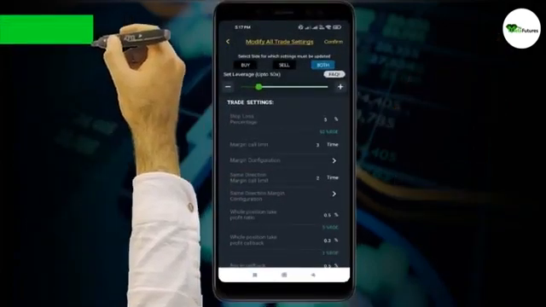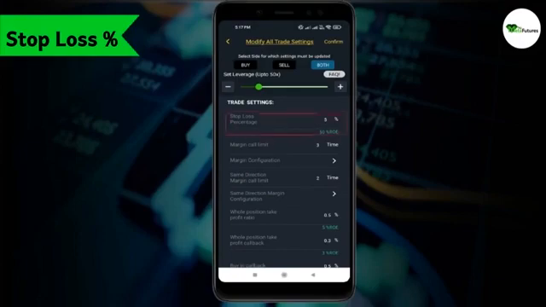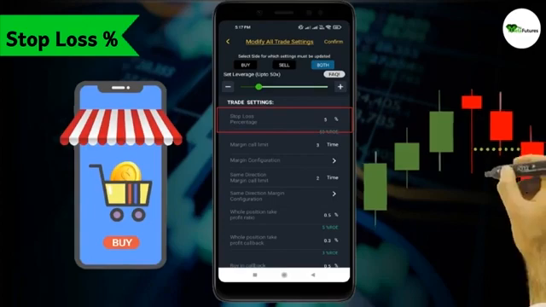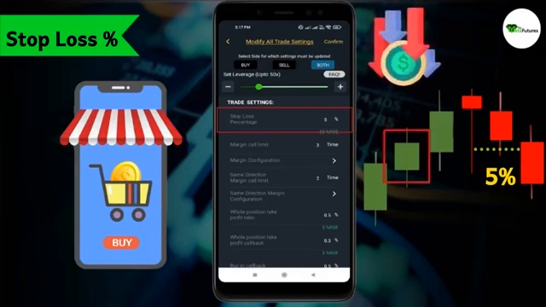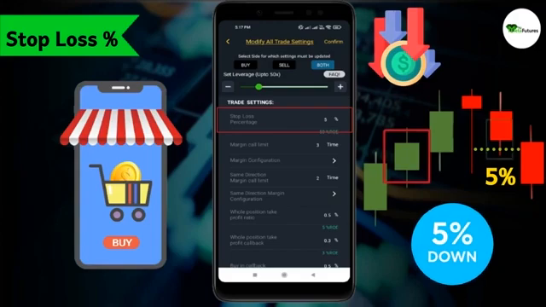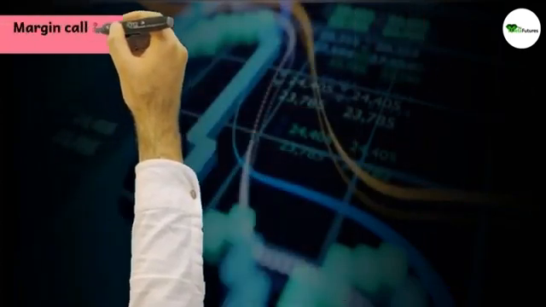Next is the stop loss percentage. Stop loss percentage is the maximum percentage of loss after which the bot closes the trade. Suppose that you have bought a trade and placed a stop loss at 5%. Assume that you have bought a trade here, but instead of going up, it starts moving towards loss. So whenever the trade goes down by 5%, the stop loss will hit, and the bot will immediately come out after closing the trade. Let's talk about margin call limit and margin configuration.